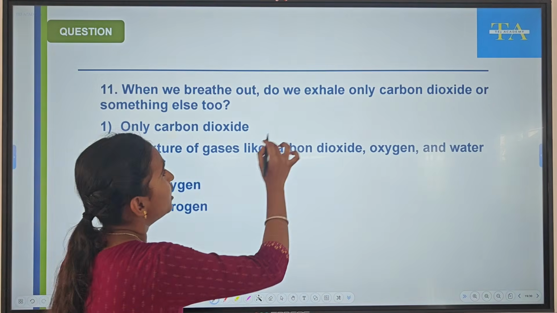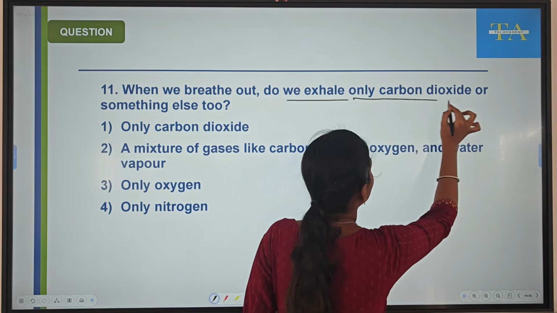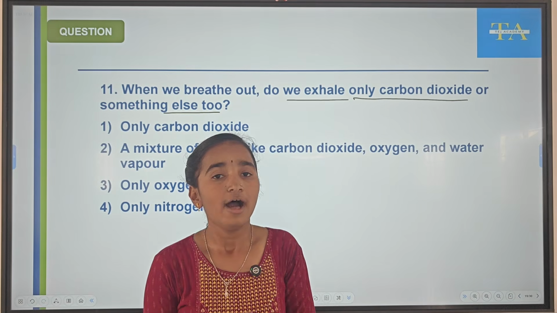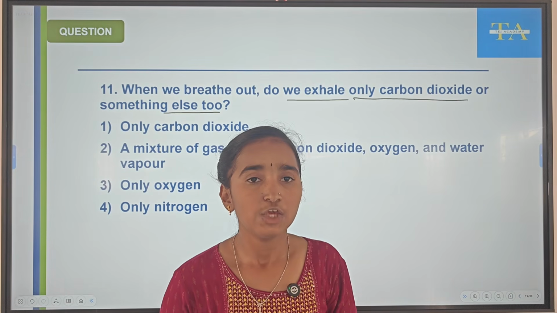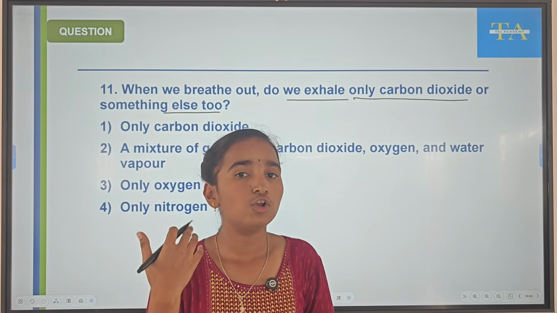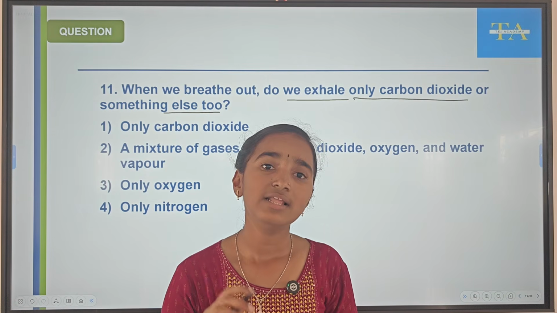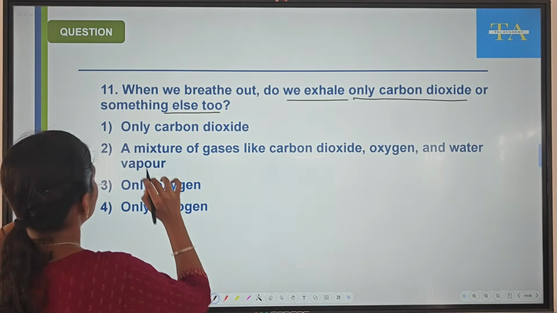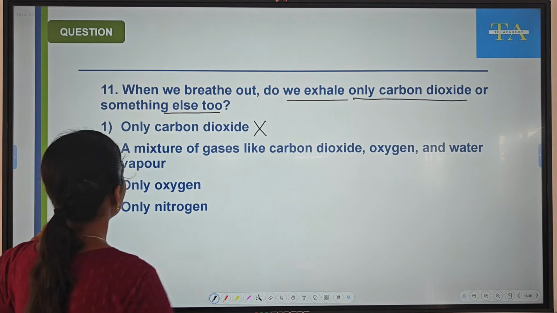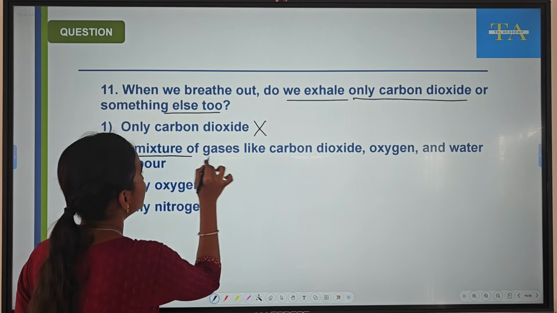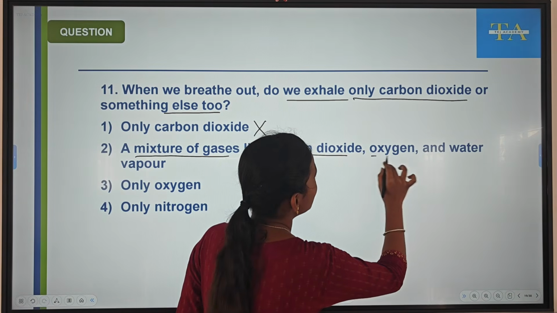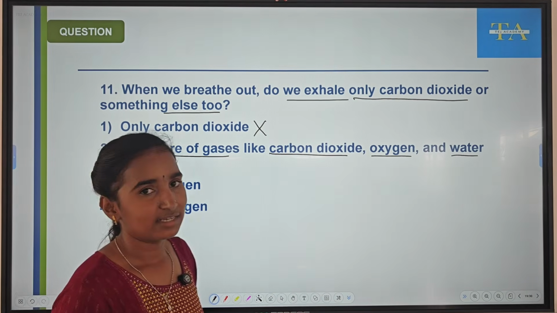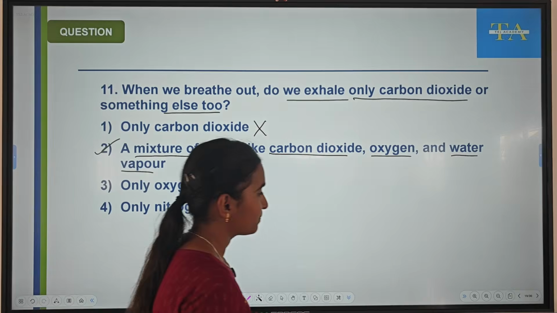When we breathe out, do we exhale only carbon dioxide or something else too? This you have to remember. When you inhale or exhale, you do not only inhale oxygen, and you do not only exhale carbon dioxide. You exhale a mixture of gases along with carbon dioxide. We'll see the options. Only carbon dioxide. This is wrong. A mixture of gases like carbon dioxide, some amount of oxygen and water vapor from the lungs. So this is our right option.